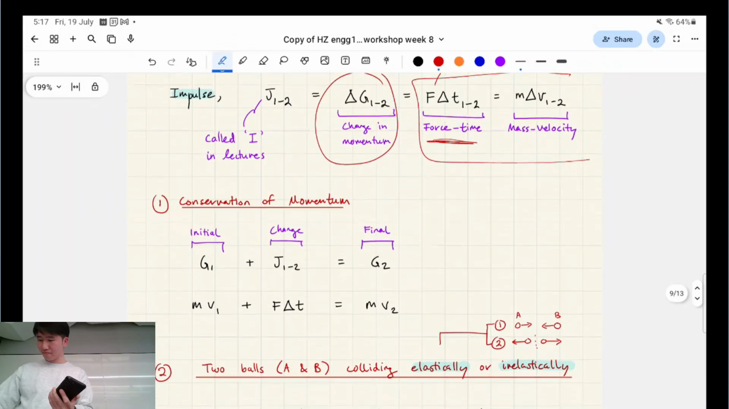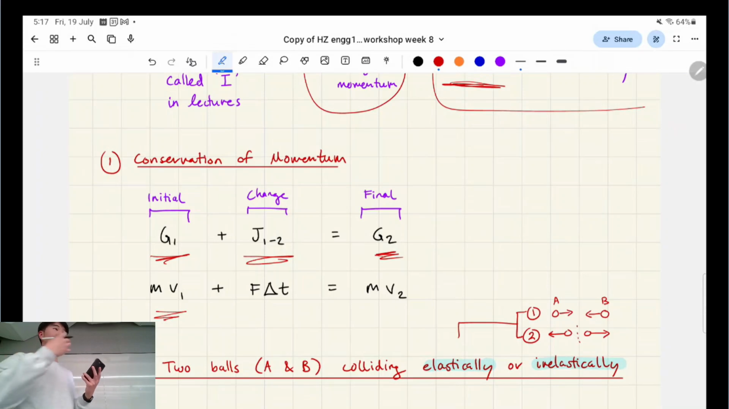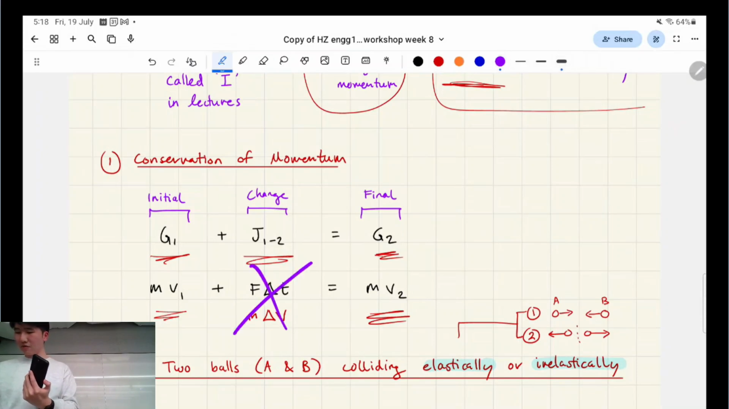Conservation of momentum is basically saying that the initial momentum plus the impulse is equal to our final momentum. I can represent it in terms of our initial momentum, momentum being mass times velocity, plus our impulse, is equal to our final momentum. But in some systems, there is no impulse, there is no change in momentum.